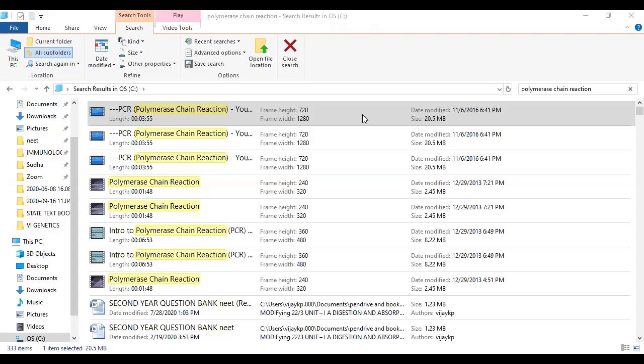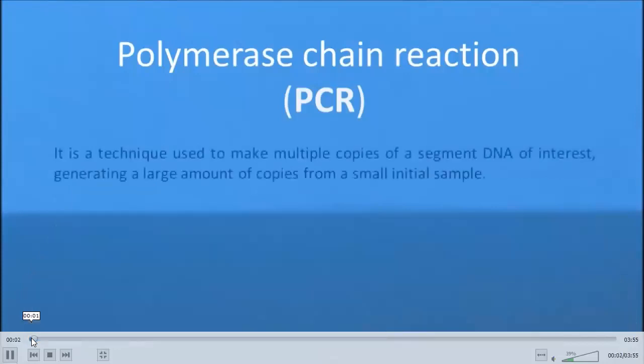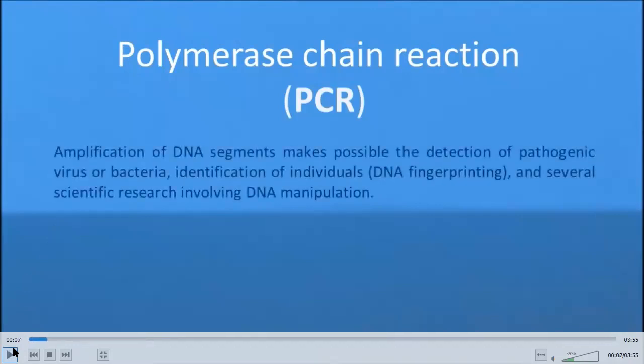It's a technique actually used to make multiple copies of a segment. Let's see from the beginning. It is a technique used to make multiple copies of a segment of DNA of interest, generating a large number of copies from a small initial sample. Amplification of the DNA segments makes possible the detection of pathogenic viruses or bacteria, identification of individuals, DNA fingerprinting, and several scientific research applications involving DNA manipulation.